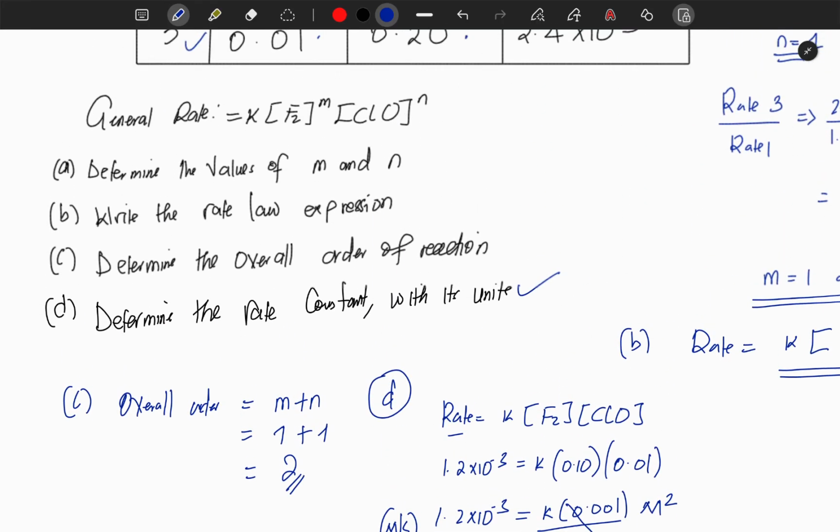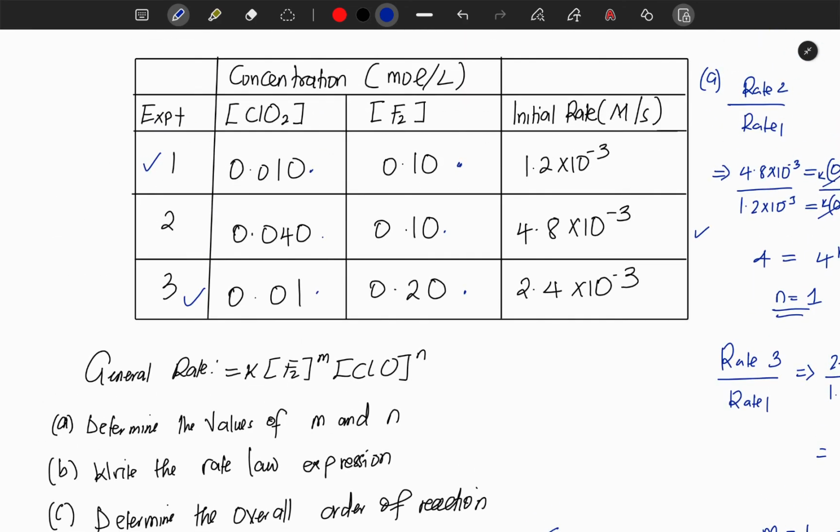So basically the question is done. You see how easy they are? Simple and straightforward.